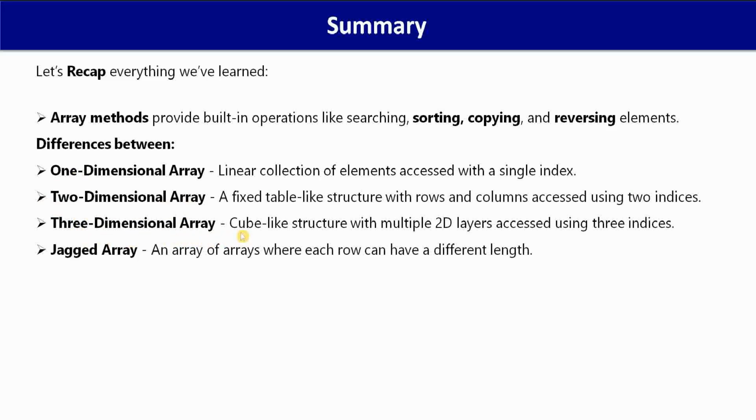Three-dimensional array, means 3D array, is a cube-like structure with multiple 2D layers accessed using three indices. If we want to create some layers, and in those layers we have some sort of rows or columns, then we can approach the three-dimensional array where we can set all these things, means layers, then rows and then columns. Jagged arrays are arrays of arrays where each row can have a different length. So a jagged array is like arrays inside arrays, and in an array we have multiple arrays. So that is a jagged array where we put a particular length for that particular row. So that is all about jagged arrays.